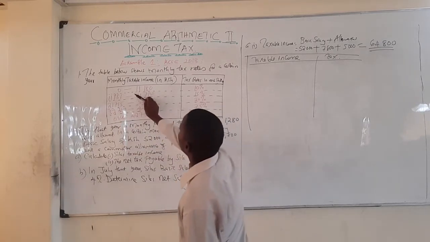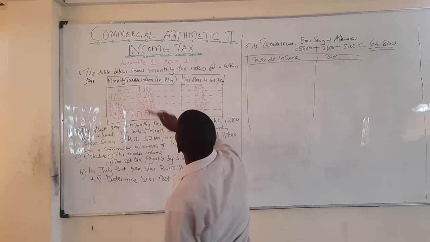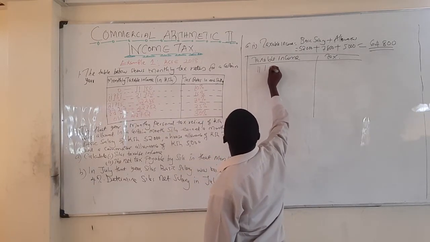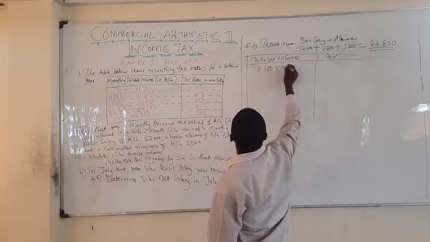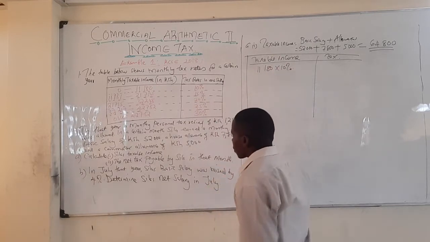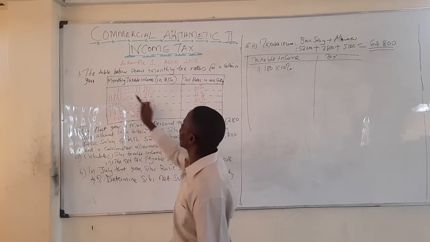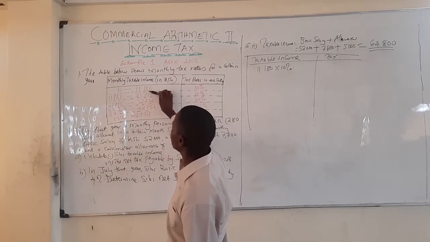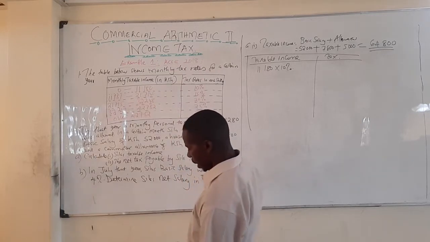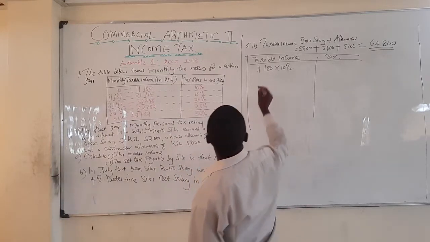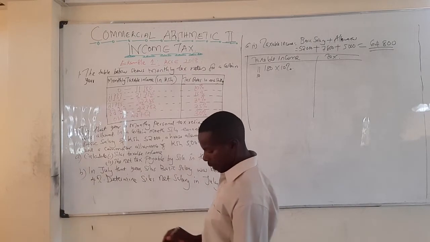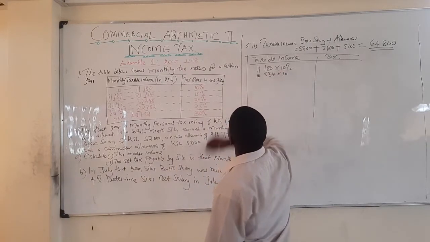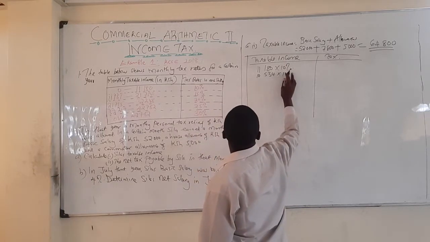So the first bracket is from 0 to 11,180. So we get 11,180 times 10%. Then to get what you're going to tax in the second bracket, we subtract these two: 21,714 minus 11,180, we get 10,534. This one is multiplied by 15%.